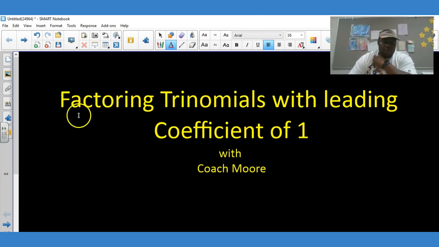Today I want to talk about more factoring. All right, this is going to be 2.2 right here. This is 2.2, factoring trinomials with leading coefficients of 1. Let's go ahead and dig right in.